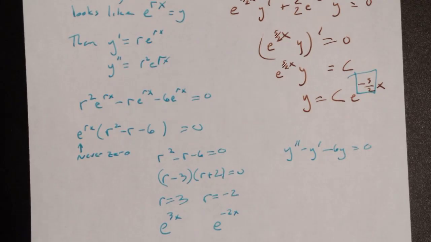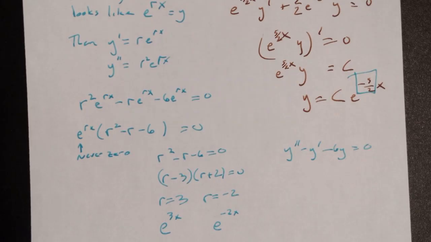If you use e to the 3x, the second derivative is 9e to the 3x. The first derivative is 3e to the 3x. So I'll have 9e to the 3x minus 3e to the 3x minus 6e to the 3x. That's 0. If I use e to the negative 2x, the first derivative is minus 2e to the minus 2x. The second derivative is positive 4e to the minus 2x. So I have 4 minus negative 2 minus 6. That's 0. It worked.